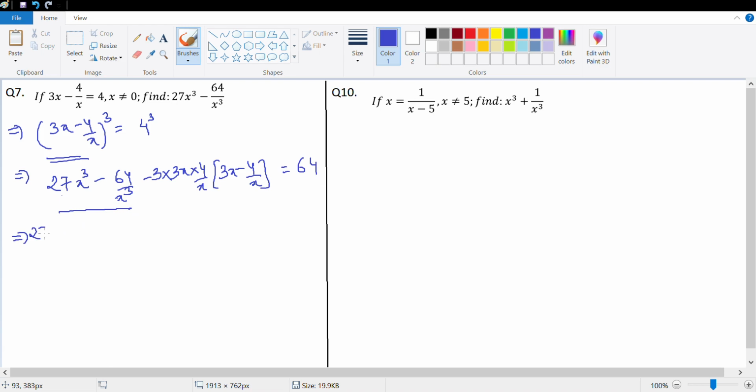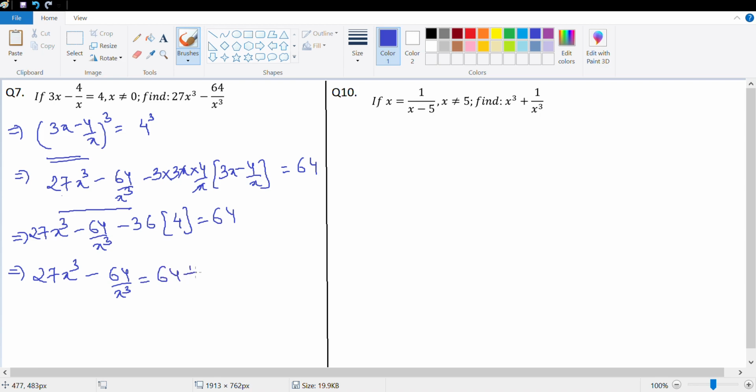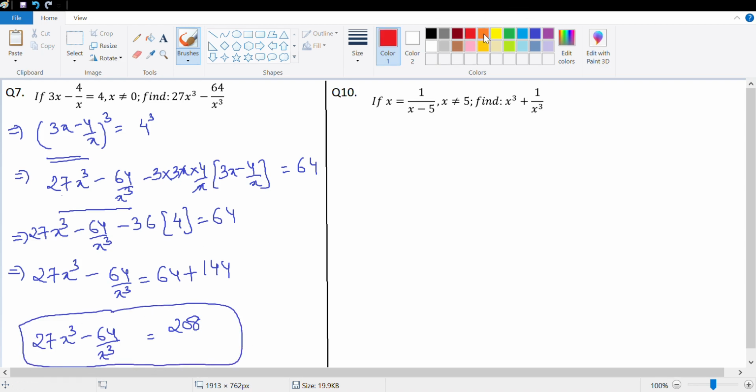So we need to figure out the value of this. 27x cubed minus 64 upon x cubed. This x and this x get cancelled. So 3 into 3, 9. 9 into 4, 36. And 3x minus 4 upon x is equal to 4, is equal to 64. So what we have is 27x cubed minus 64 upon x cubed is equal to 64 plus 36 into 4, that's 144. This would be equal to 208. So 27x cubed minus 64 upon x cubed is equal to 208. Let's look at the next one.